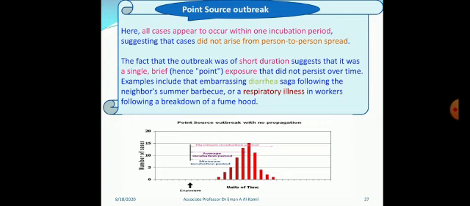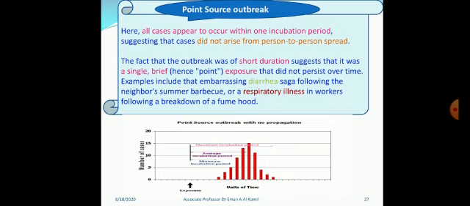In the point source outbreak here, all cases appear to occur within one incubation period, suggesting that cases did not arise from person to person. There is no person to person spread, but they were exposed to a certain exposure and to the same source of infection, and they will develop the disease during the one incubation period. The fact that the outbreak was of short duration suggests that there was a single brief, hence point, exposure that did not persist over time. Short exposure will lead to the appearance of the cases within the incubation period.